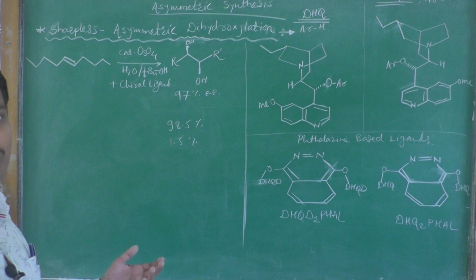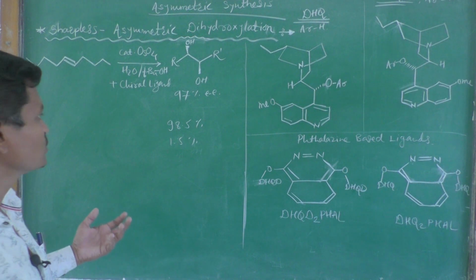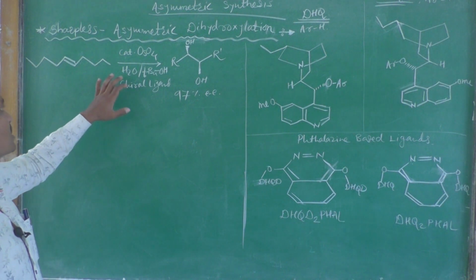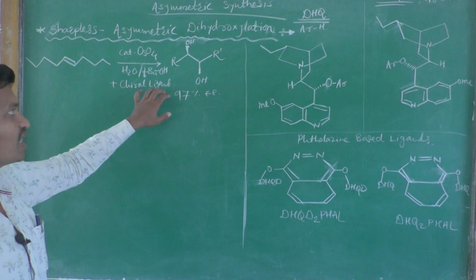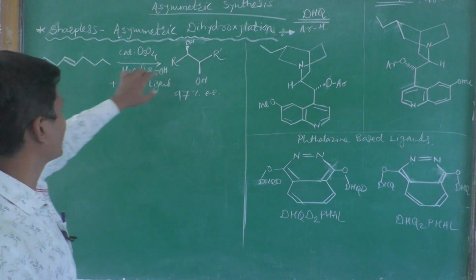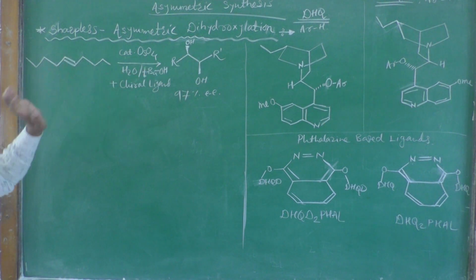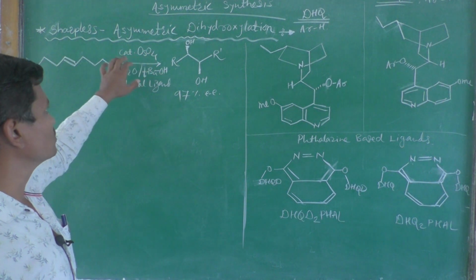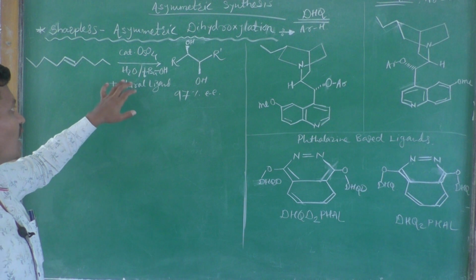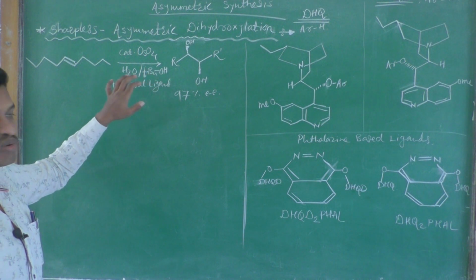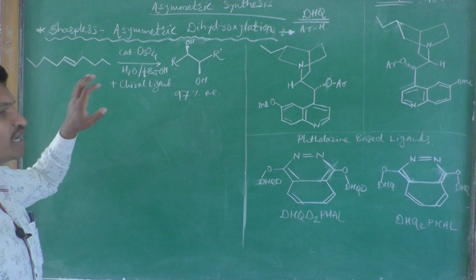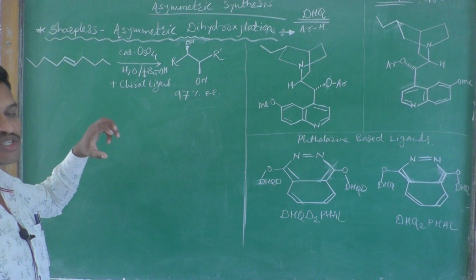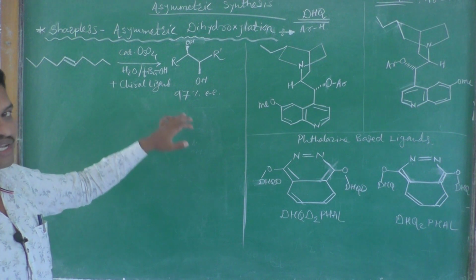So how can this enantioselectivity be obtained? This is the main basic idea of using this chiral ligand. In this case the R and R dash groups are the side chains of this carbon-carbon double bond. So what is the main point here? See, osmium tetroxide is used in only catalytic amount, and water and tertiary butyl alcohol are used as solvent, and the key role is played by the chiral ligand.